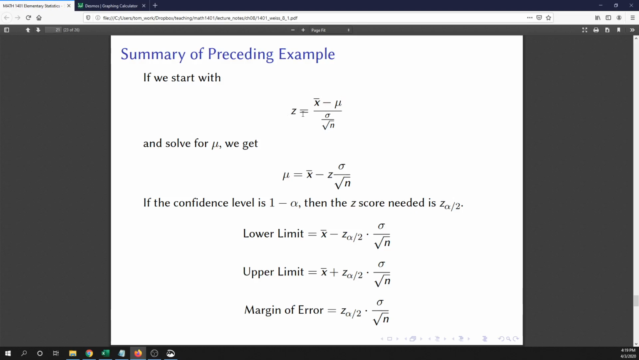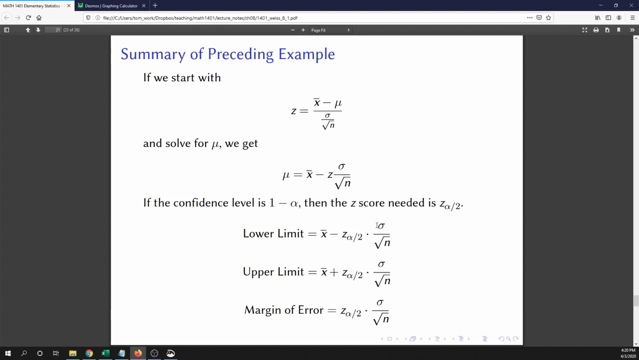So if you think about what we did right here, we started with this formula for z-scores. And if I multiply both sides by sigma divided by square root n, and then solve for mu, going through those same steps, subtract the sample mean over, multiply through by minus 1, I get this formula right here. Okay, I get x bar minus whatever the z-score is times the population standard deviation divided by the square root of n.